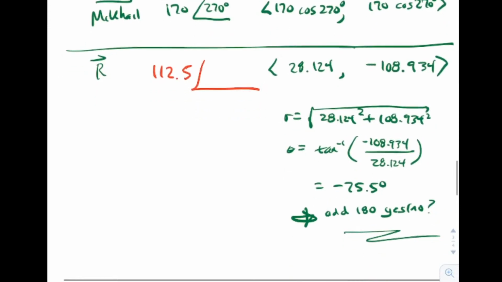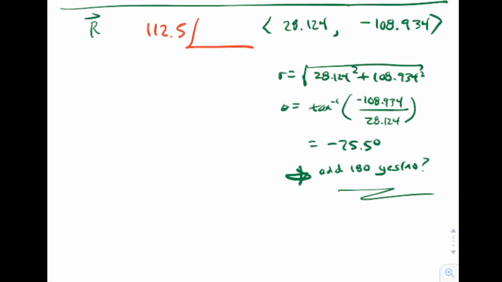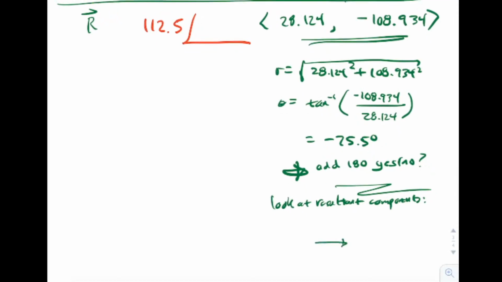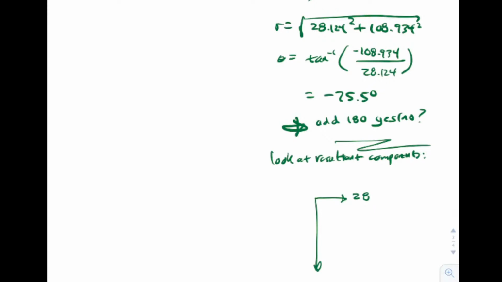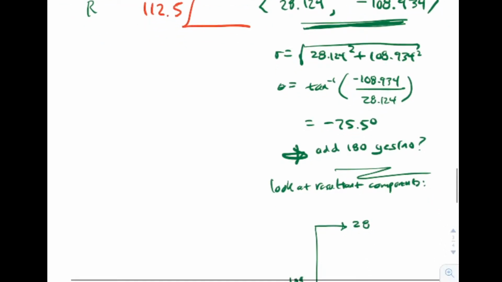Well, with this one, I suppose you could try drawing the vectors, or you could take a shortcut. You don't have to draw all the vectors. Look at the resultant components, in other words, these numbers. We have an x component of 28, roughly, and a y component of like negative 109. When we added up the vectors, we said the resultant goes this way. It goes positive 28, negative 109.